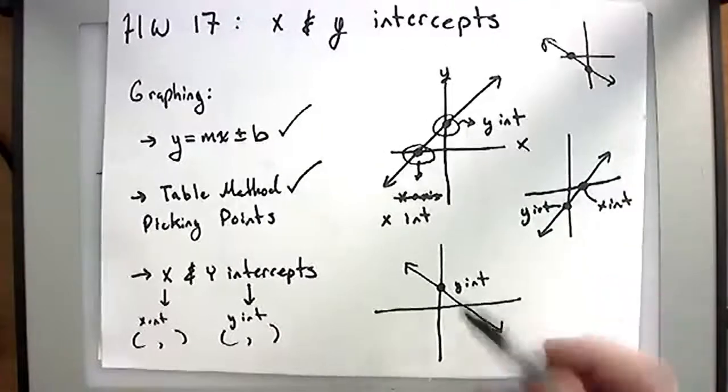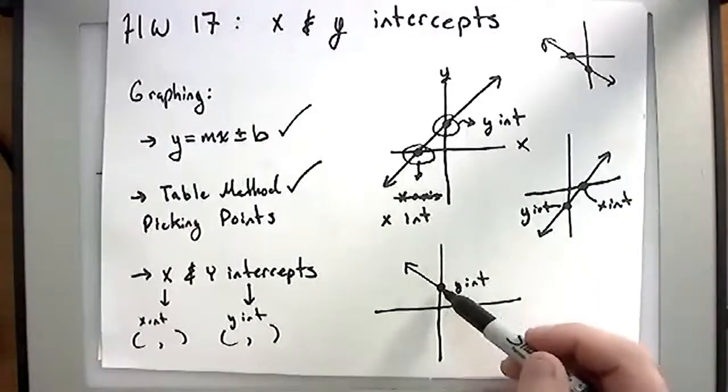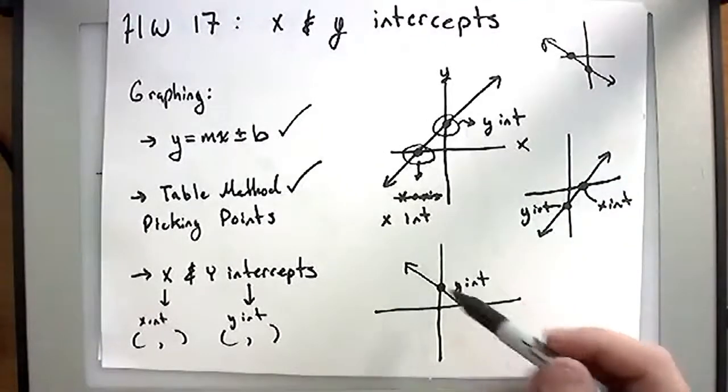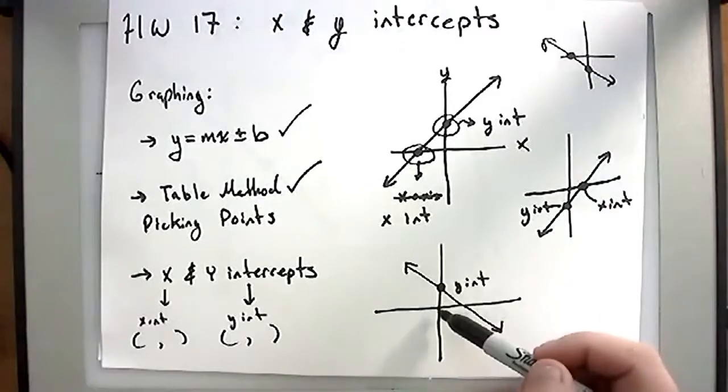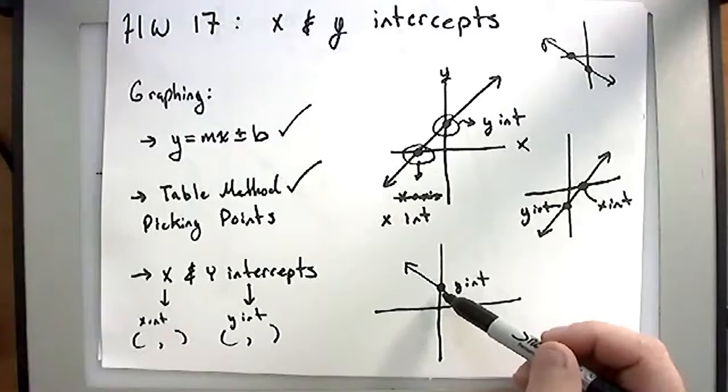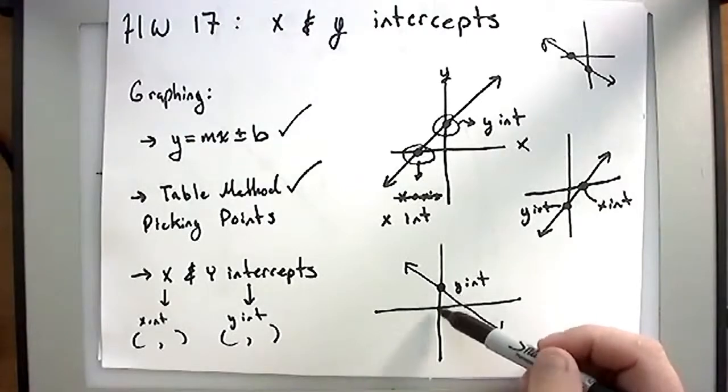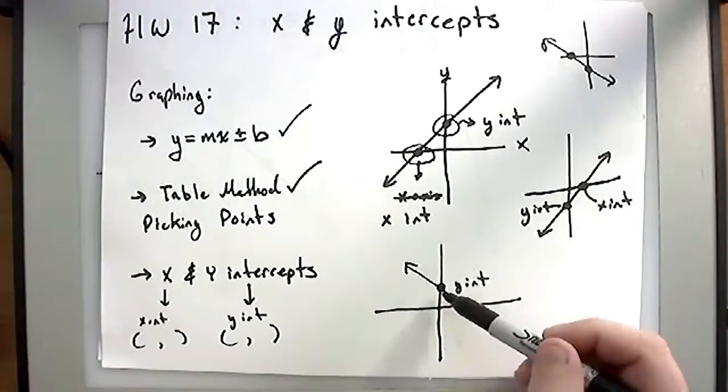Well, not much other than it's positive, right? It's up here, so it's positive. But how far up is it? Well, you don't know because I didn't mark the graph, right? That might be up 1. That might be up 5. That might be up 100. We just don't know. But you do know that it's on the y-axis, right? So think about it.